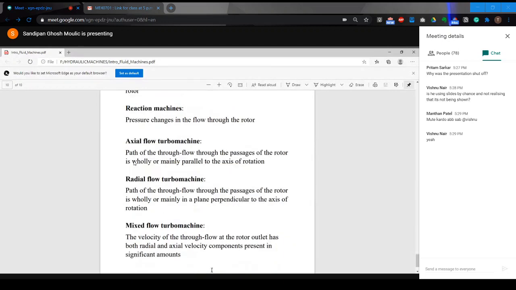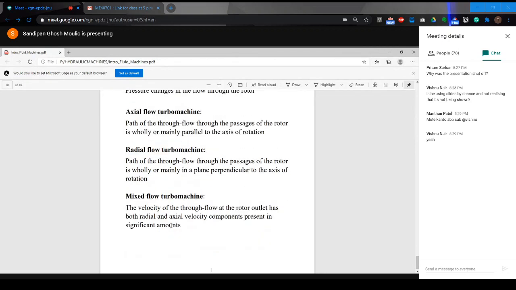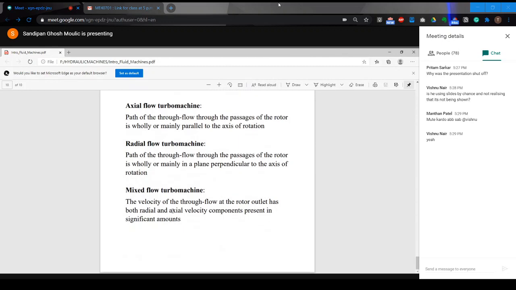An axial flow turbo machine is one in which the path of the through flow between the passages of the rotor is wholly or mainly parallel to the axis of rotation. In the case of a radial flow turbo machine, the path of the through flow is wholly or mainly in a plane which is perpendicular to the axis. And in the case of the mixed flow machine, the velocity of the through flow at the rotor outlet has both radial and axial components present in significant amounts.